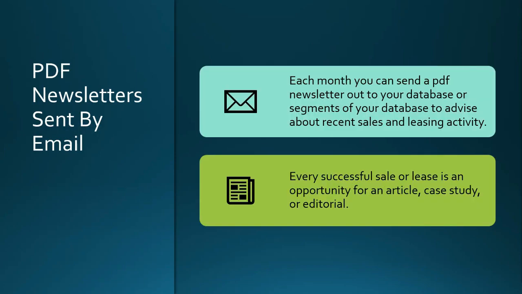So, PDF newsletters sent by email. Each month you can send a PDF newsletter out to your database or segments of your database to advise about recent sales and leasing activity. Of course, prices and rents, everyone wants to know about that. They are either investing, they're occupying, or they're running a business. So they want to know about prices and trends, rents, occupancy, the value of their investment. Every successful sale or lease is an opportunity for an article, case study, or an editorial. And the editorials that you create can actually go into your blog, particularly so, and then be shared across your social media channels. That's a good thing.